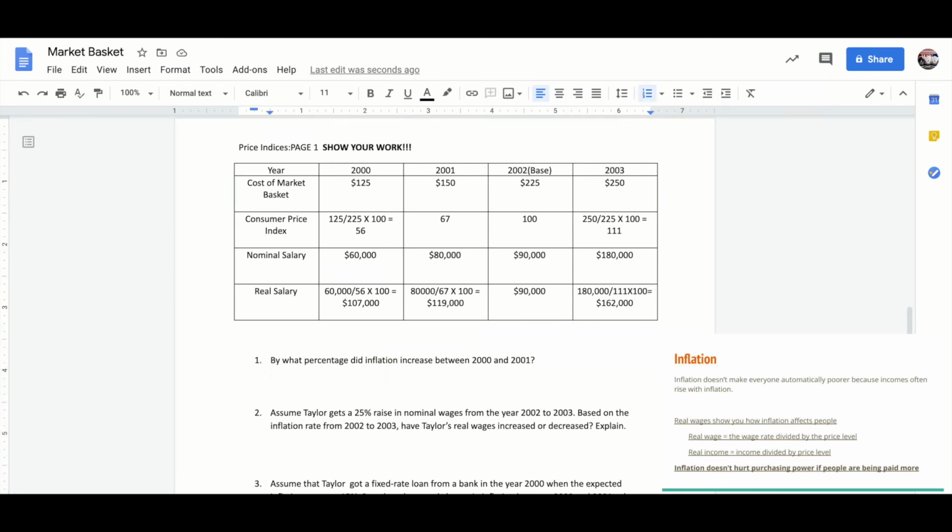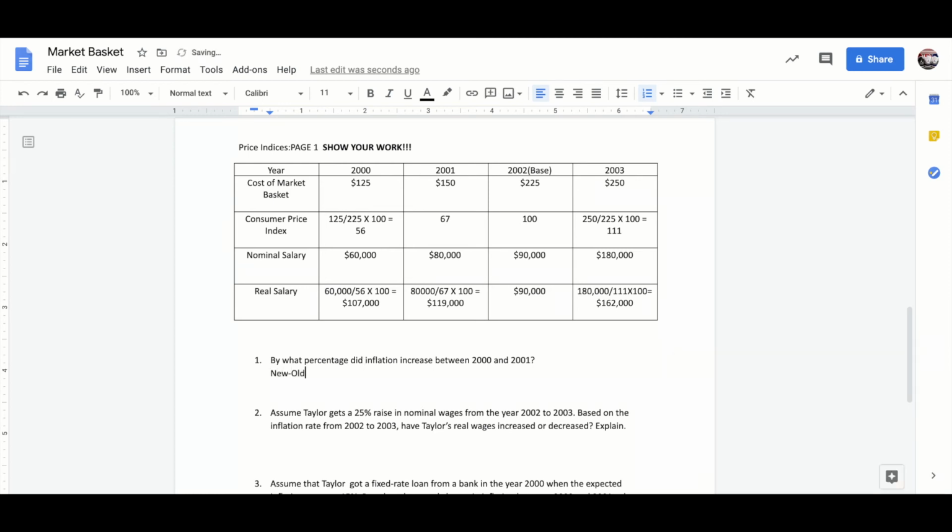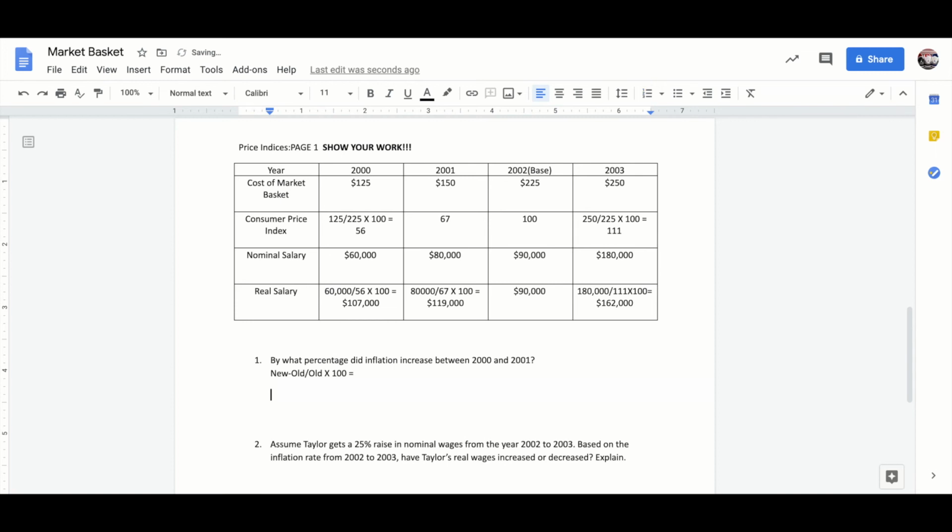All right. So, by what percentage did inflation increase between 2000 and 2001? Again, we're just using our percent change formula, new minus old, divided by old times 100. Remember, we did this already with the GDP deflator, but you also are able to do this with your CPI. So it's 67 minus 55 divided by 55 times 100. 67 minus 55 equals 12, divided by 55 times 100, and that's going to come out to 22%. So prices increased by 22% between the year 2000 and the year 2001.